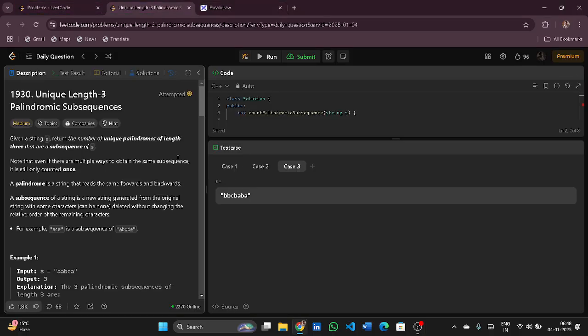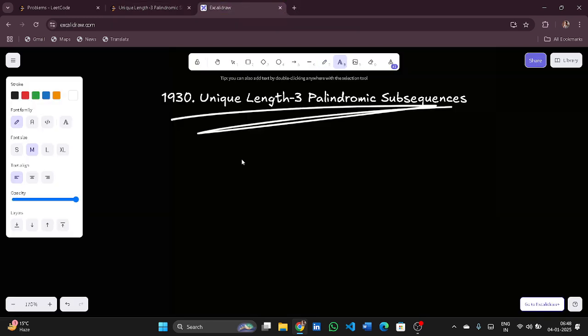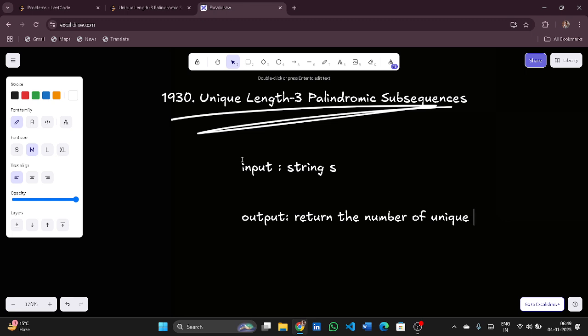Hello everyone. Let us now discuss LeetCode POTD question 1930, Unique Length 3 Palindromic Subsequences. Here we are given a string s as input. In the output we need to return the number of unique length 3 subsequences which are palindromes. So our aim is to find the palindromes which are unique and of length 3.